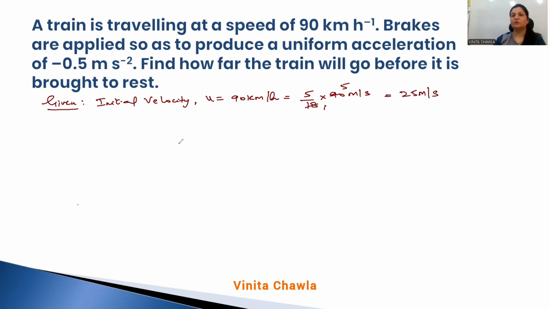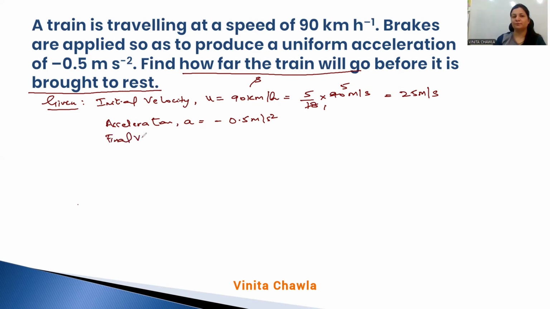Brakes are applied so as to produce uniform acceleration. The acceleration is given. It is negative. Why is acceleration negative? Because we have applied the brakes and velocity will decrease. How far the train will go? How far the train will go means we have to find the displacement before it is brought to rest. Brought to rest means final velocity is 0. Final velocity V is equal to 0. Okay, to find displacement.